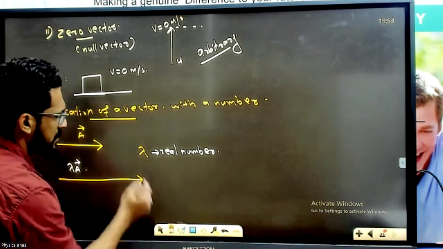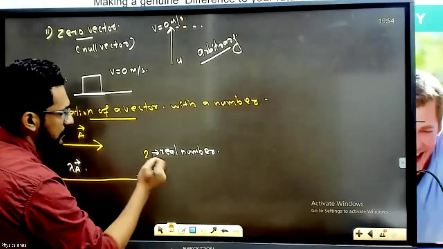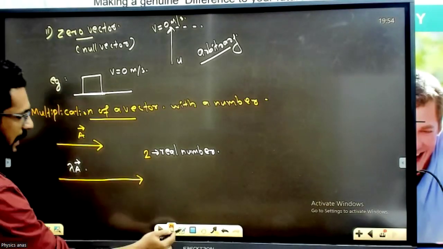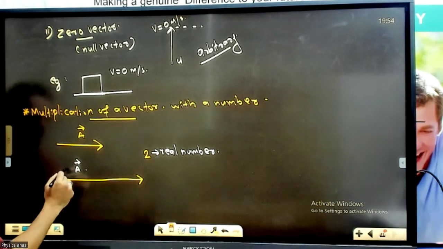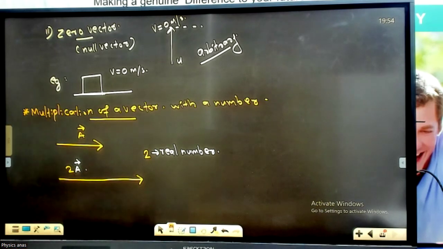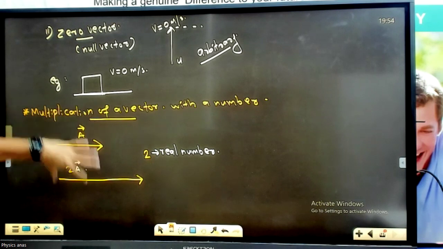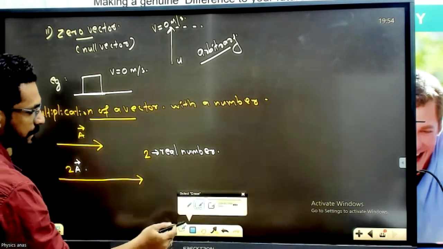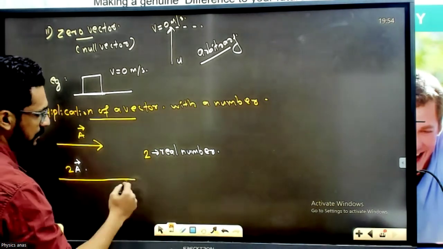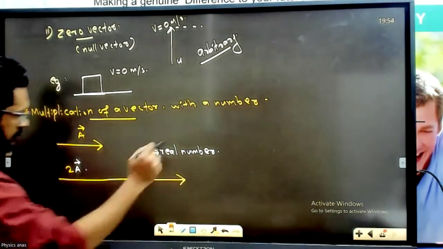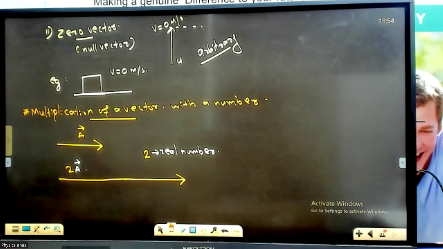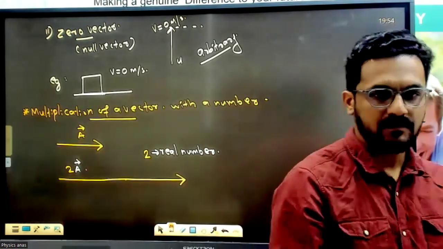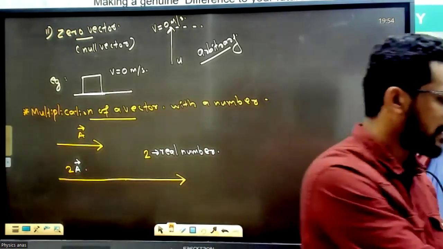I will just take lambda as 2. What is happening here? 2 into vector A. Vector A means double of this vector. It will be double of the vector. You can write it like this. Don't include lambda, just write it with 2. You will understand that.